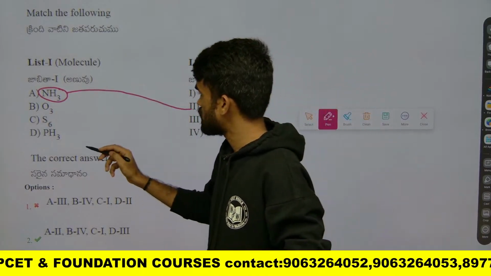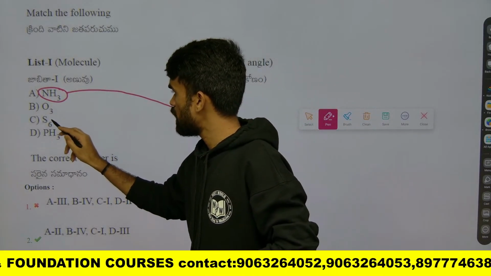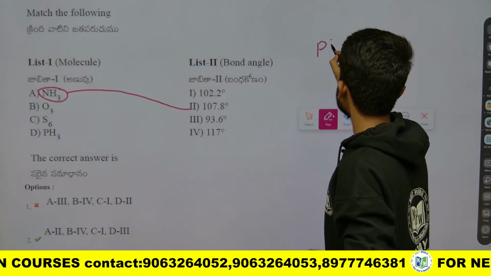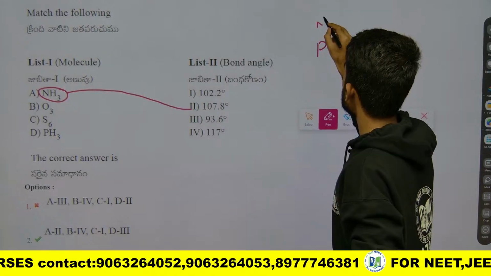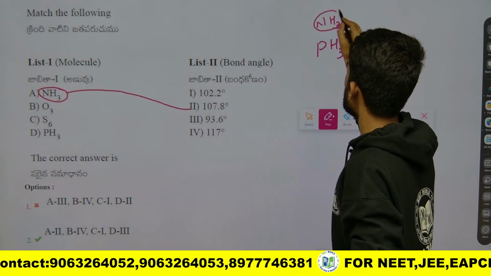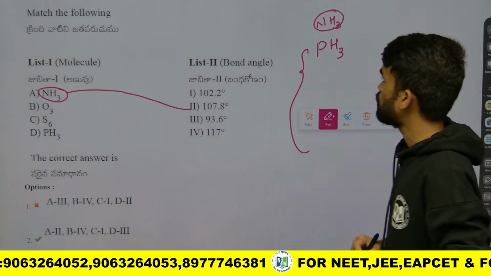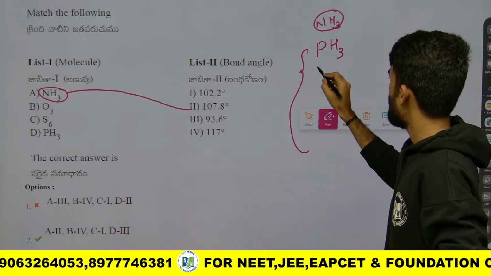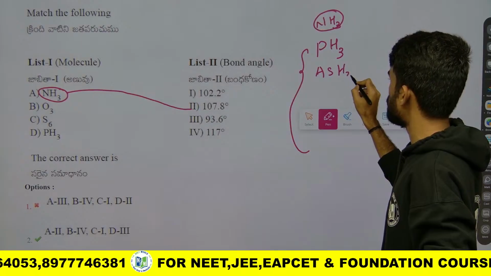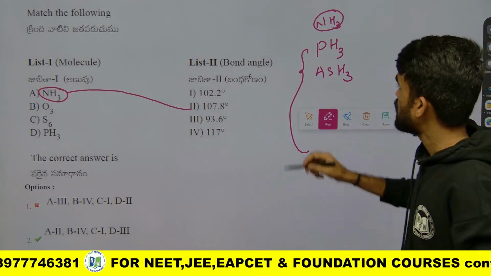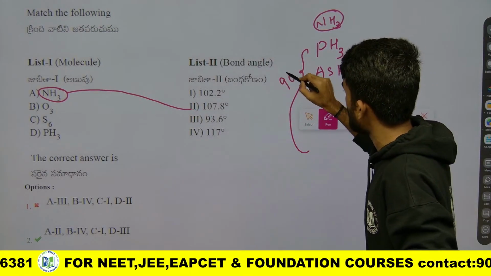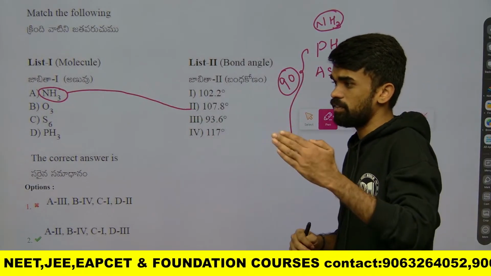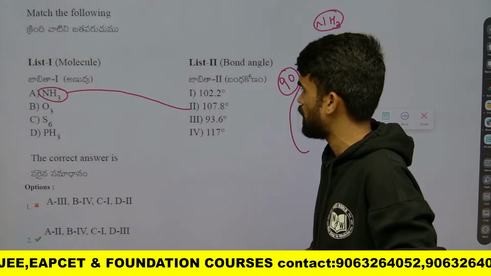And the next, here we have O3, SO2 and PH3. See, we know PH3, the hydrides of the 15th group except ammonia, after ammonia we have phosphine and arsine, AsH3, like this. So all these hydrides have bond angles around 90 degrees, very close to 90, like 91, 90.3, like that we will be having.